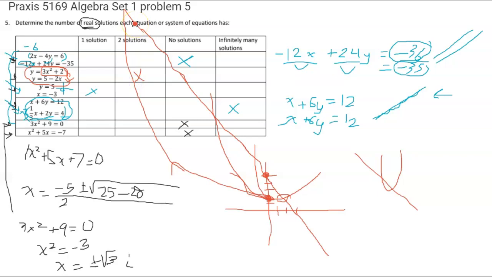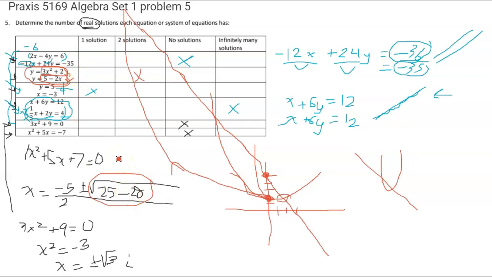Just so you know, you could have done algebra. You could have substituted, you could have just set 3x squared plus 2 equal to 5 minus 2x. That's a quadratic. You would have used the quadratic formula, and you would have gotten a positive number under the square root portion. The positive part would guarantee that there are two solutions.